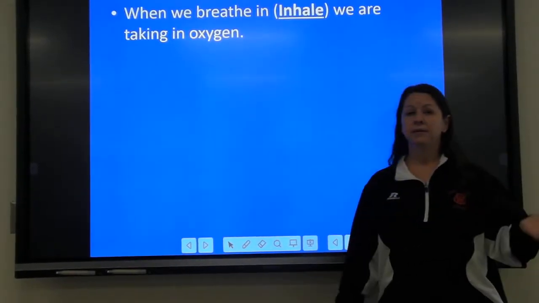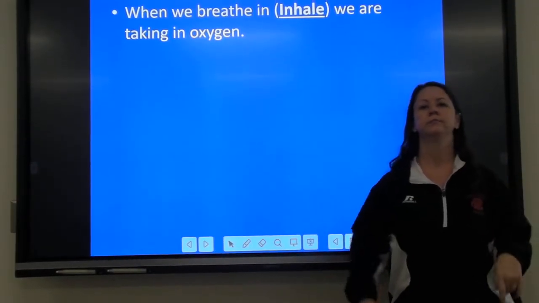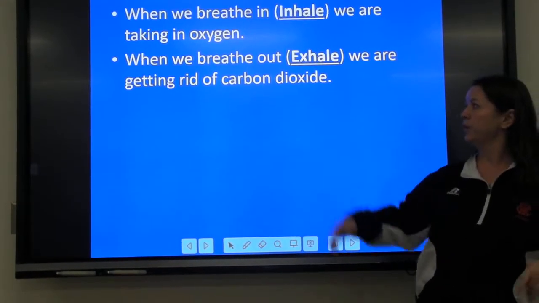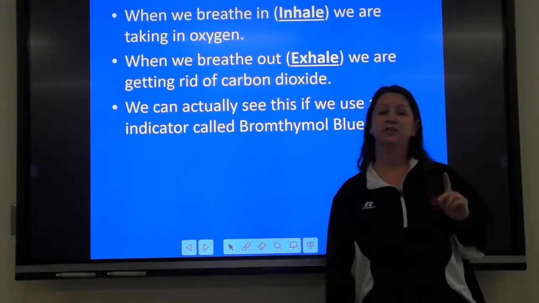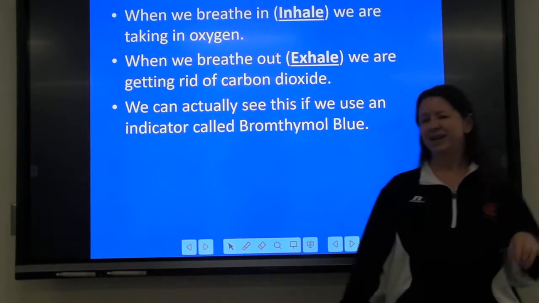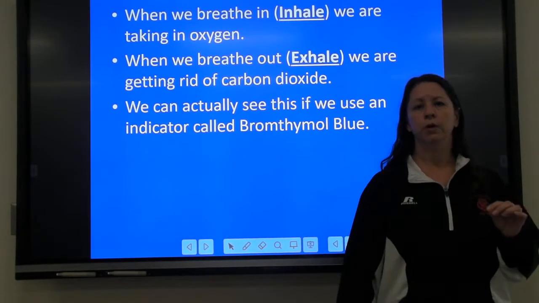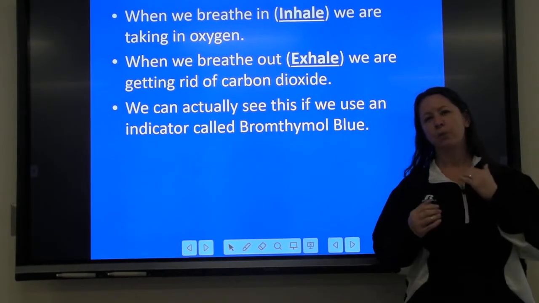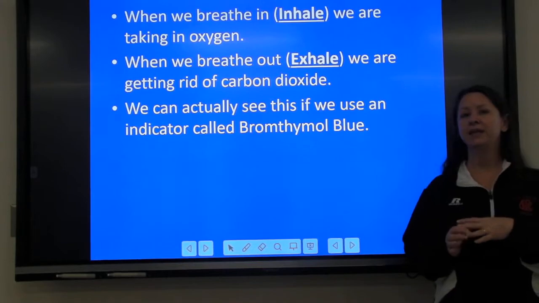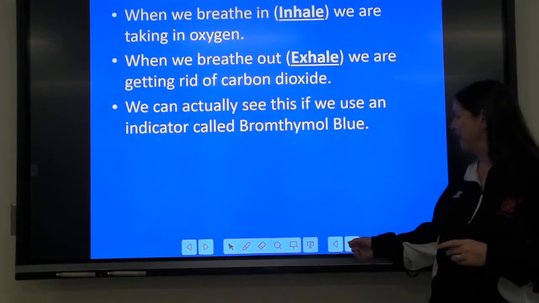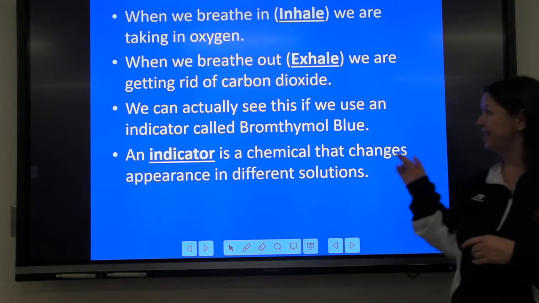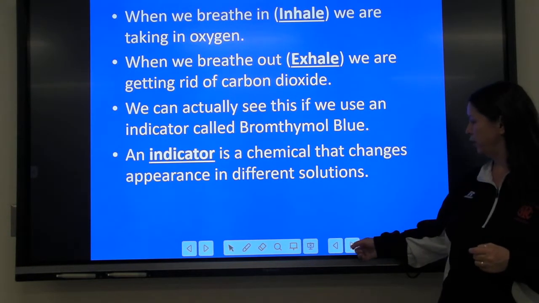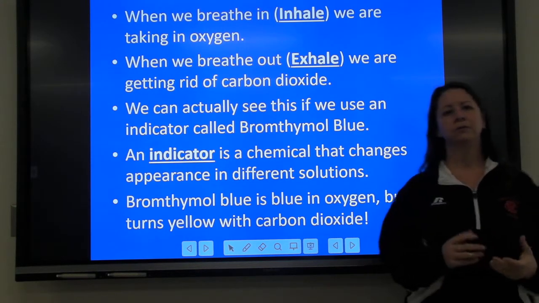So when we breathe in, inhale, we are taking in the oxygen, and when we breathe out, exhale, we're getting rid of the carbon dioxide. And we can actually see that happen if we use an indicator that's called bromothymol blue. It's abbreviated BTB. All right, it's blue in its normal state, but when carbon dioxide is put into bromothymol blue, it's going to turn yellow. It's an indicator. Okay, an indicator is a chemical that changes appearance in different solutions. So bromothymol blue will turn yellow with the carbon dioxide.